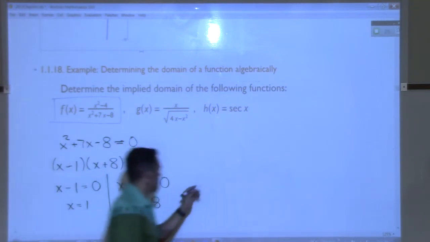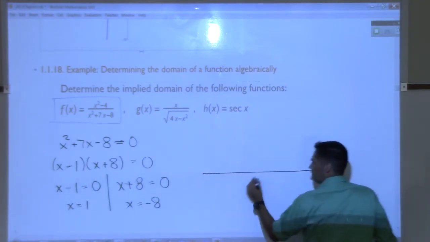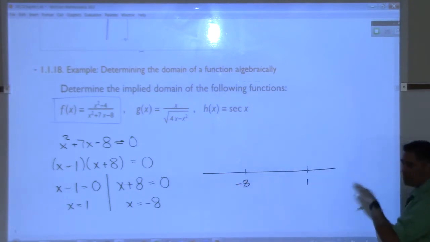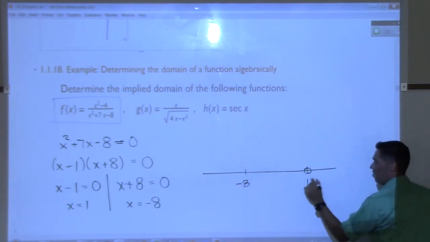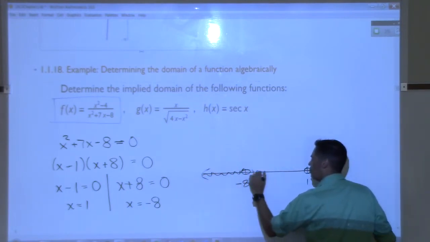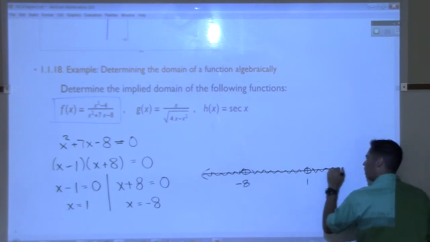So I like to visualize this on a number line. If we've got negative 8, make sure you put these in the right order. Those are the two numbers we don't want, right? So I don't want that one. I don't want that one. I do want everything over here. I do want everything in here. And I do want everything over there, right?